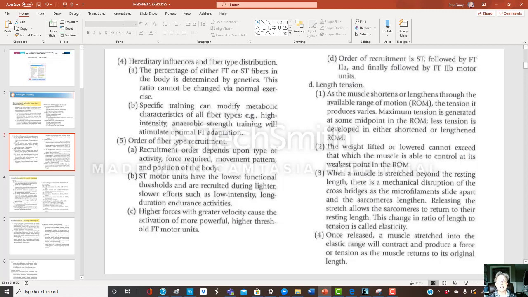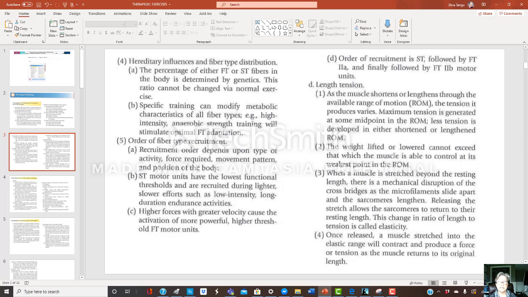Hereditary influences in fiber type distribution. The percentage of either fast twitch or slow twitch fibers in the body is determined by genetics. This ratio cannot be changed via normal exercise. Specific training can modify metabolic characteristics of all fiber types. High intensity anaerobic training strengthening will stimulate optimal fast twitch adaptation.